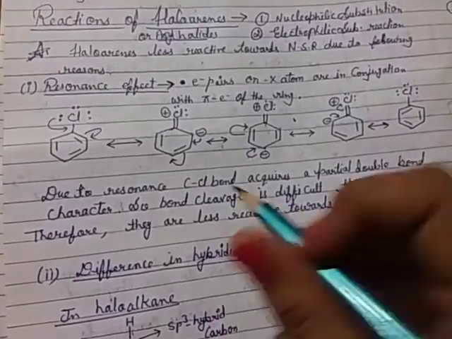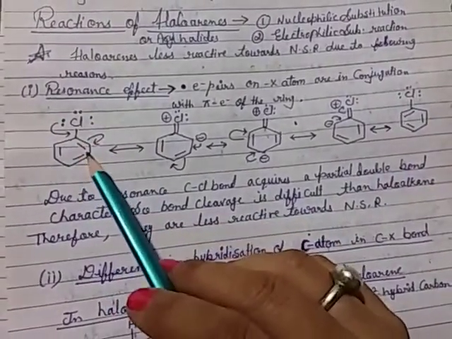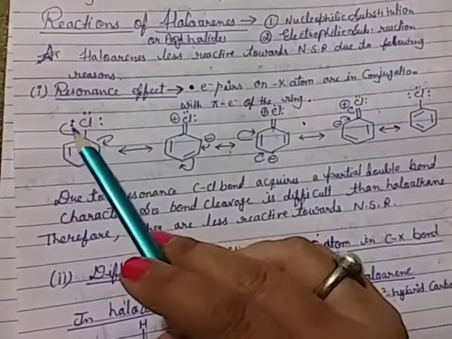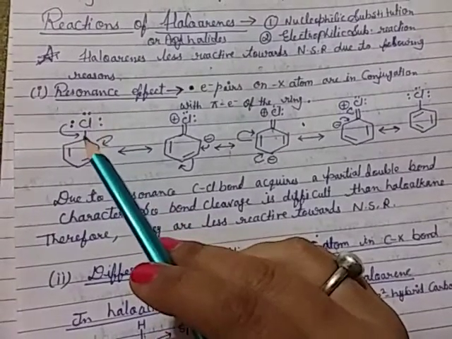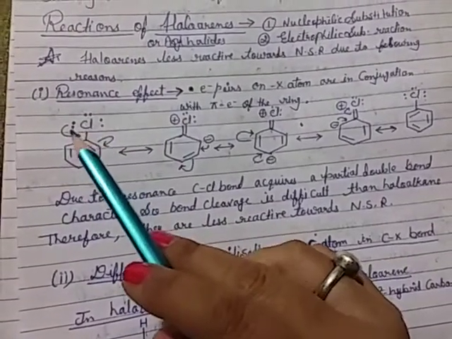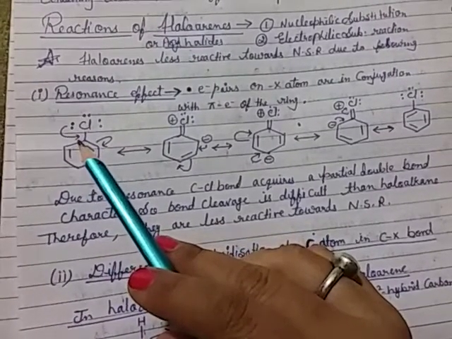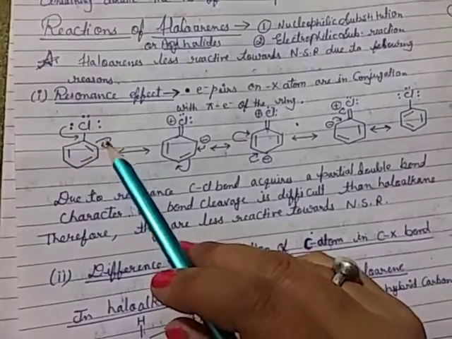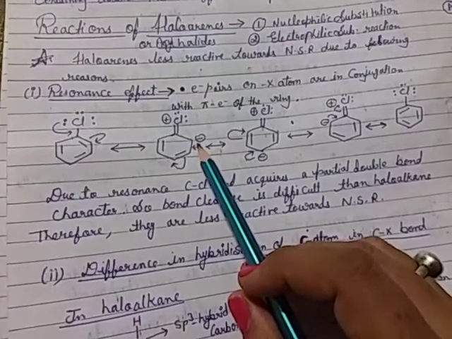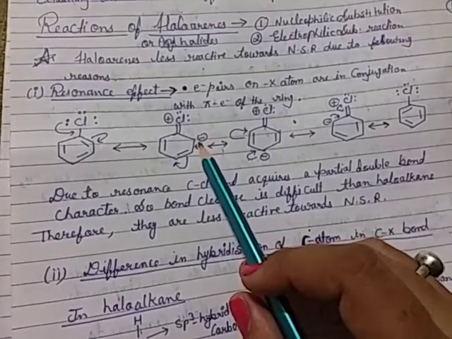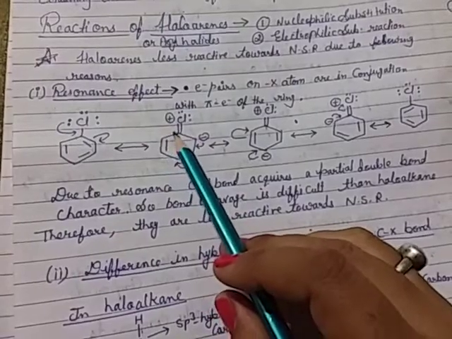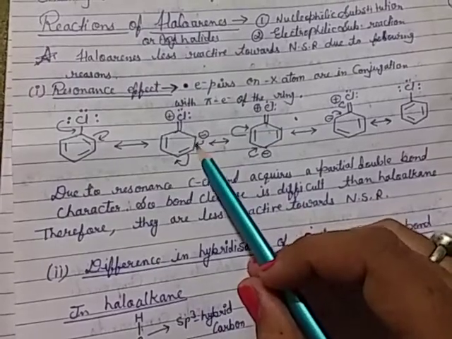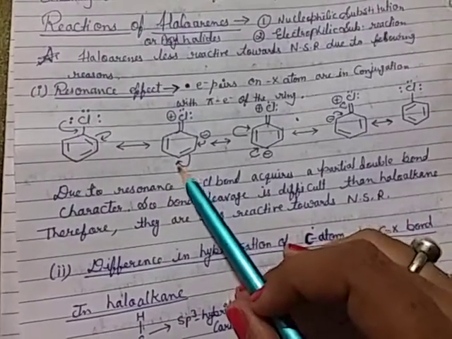Take a haloarene like Cl attached to a benzene ring. Cl is a group 17 element with 7 electrons in its outer shell. This Cl gives its lone pair to the benzene. Then the double bond transfers its electron to the ortho position, giving a negative charge, and the lone pair on Cl makes a double bond, a new bond.